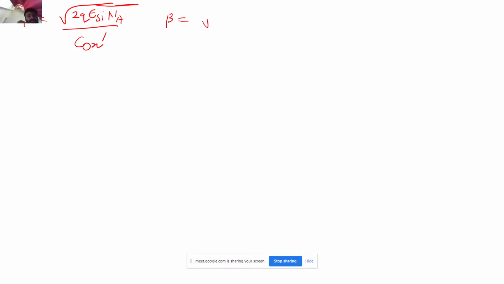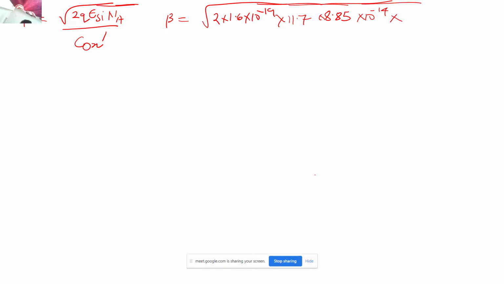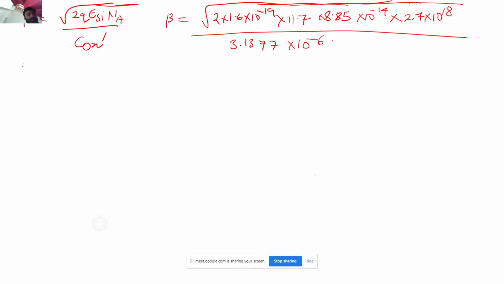Now let me put it: 2 into 1.6 into 10 to the power minus 19, into epsilon si, which is 11.7 into 8.85 into 10 to the power minus 14, and the doping concentration they had given me, 2.7 into 10 to the power 18, divided by Cox prime we have just calculated, correct? So it's 3.1377 into 10 to the power minus 6. So if you calculate, then the beta value that you are going to get is 0.30144.